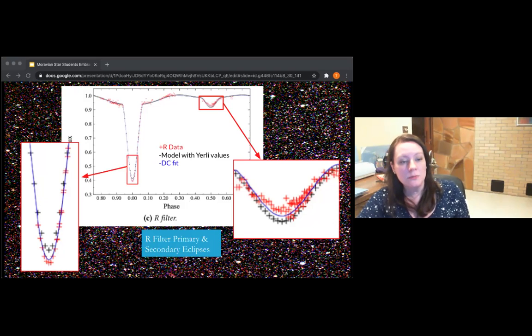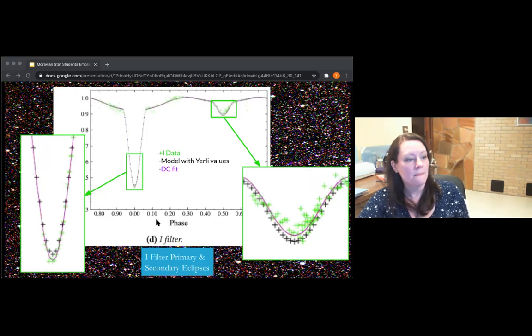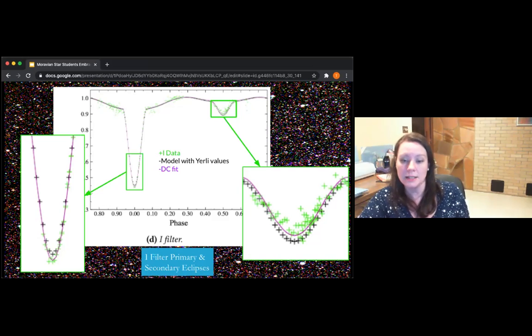And similarly, if we look at the secondary eclipse, you can see that our data and the fit to our data is higher than the values from the model with the yearly information in it. And again, this is just the infrared. Again, our values are slightly lower in the primary eclipse and slightly higher in the secondary eclipse than they were for the yearly paper. And so that was the work that we had done over the summer with Phil, and then Brian continued as part of his honors work.